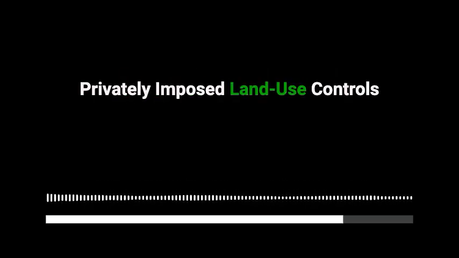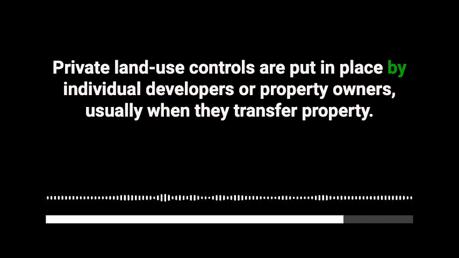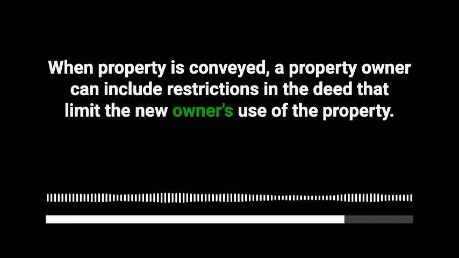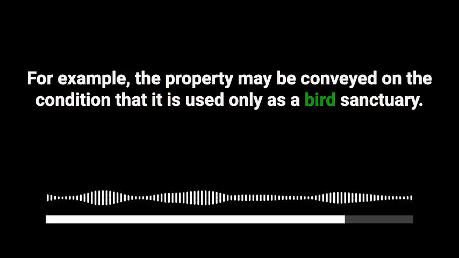Privately imposed land use controls. Private land use controls are put in place by individual developers or property owners, usually when they transfer property. When property is conveyed, a property owner can include restrictions in the deed that limit the new owner's use of the property. For example, the property may be conveyed on the condition that it is used only as a bird sanctuary.